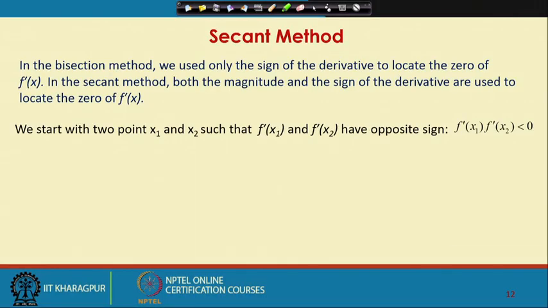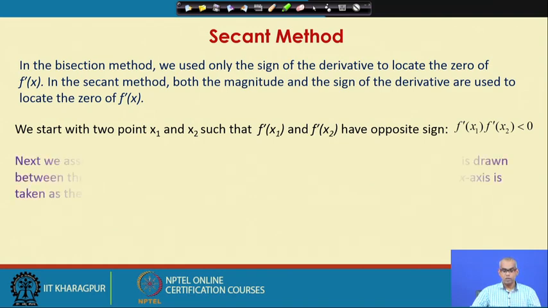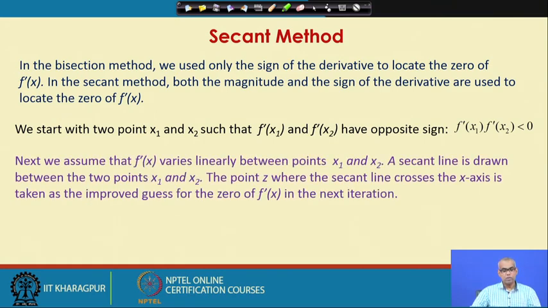So, again we start with 2 points x 1 and x 2 such that f prime x 1 and f prime x 2 have opposite sign. In other words, f prime x 1 into f prime x 2 is less than 0. That means the minimum is bracketed between x 1 and x 2. Next, we assume that f prime x varies linearly between points x 1 and x 2.